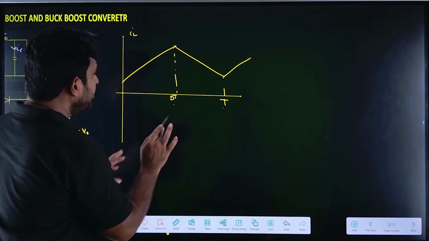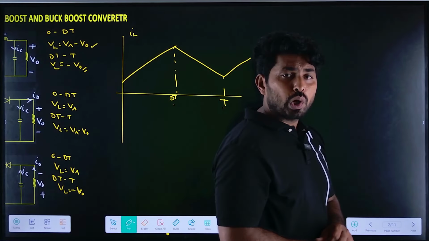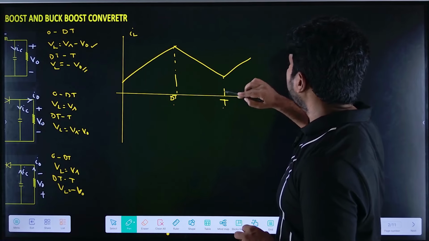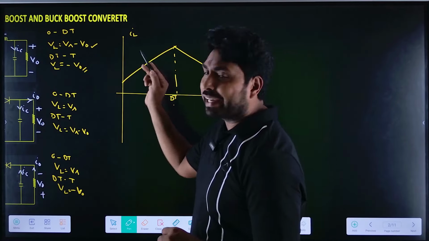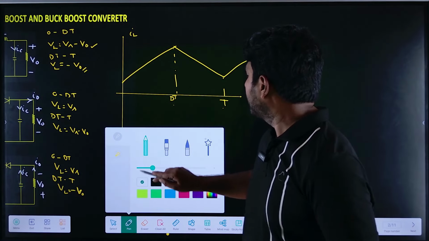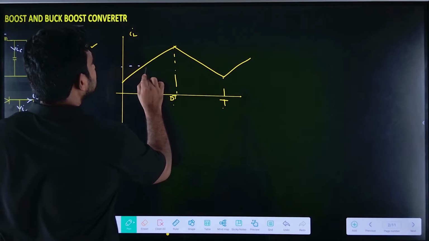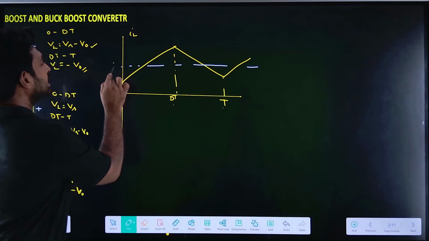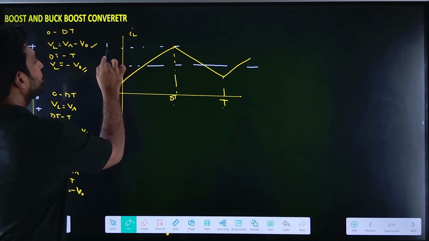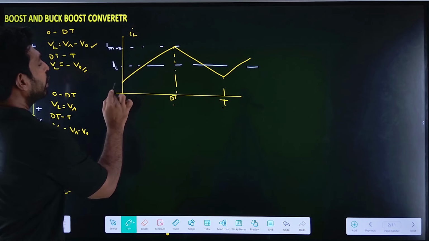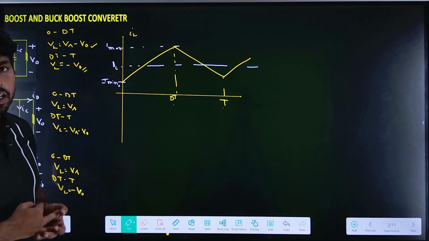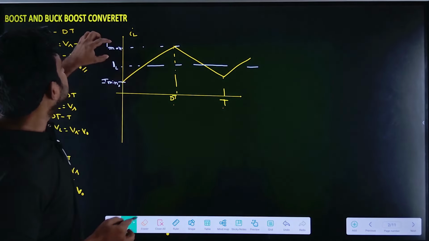So on which parameters will the nature of the IL waveform depend? Let us see. For example, IL equal to... so what is IL? Here I can represent the I max and I minimum also. For example, what is the I minimum? This is the average IL, and this will be the I max. Let me call this I minimum. Right? So what is the I max here?